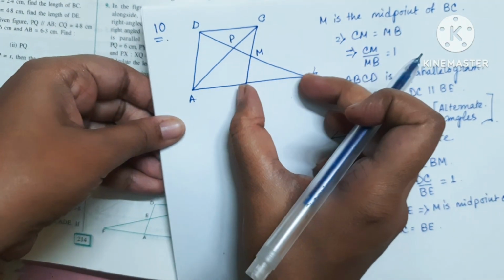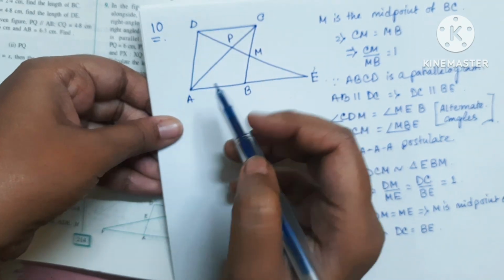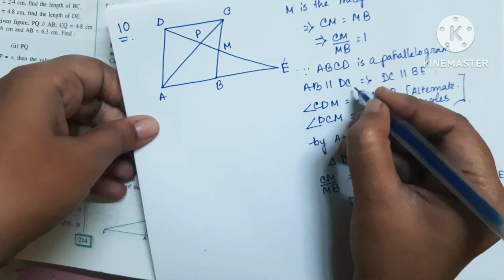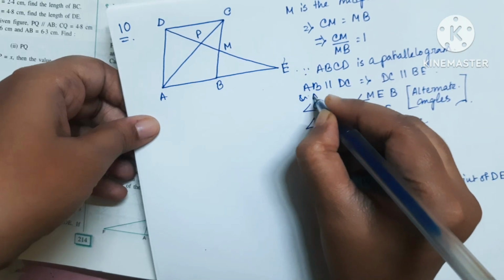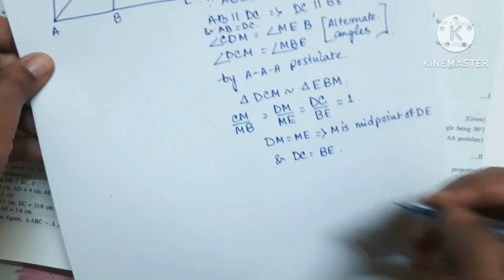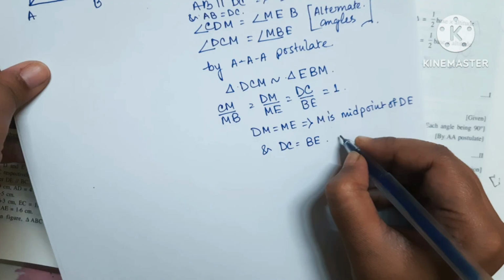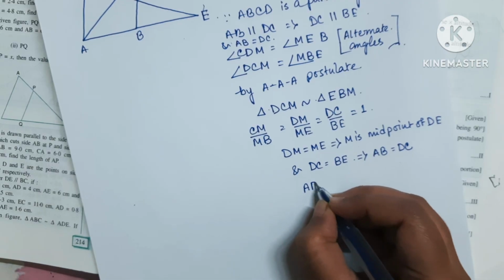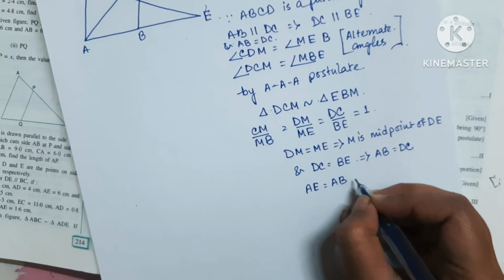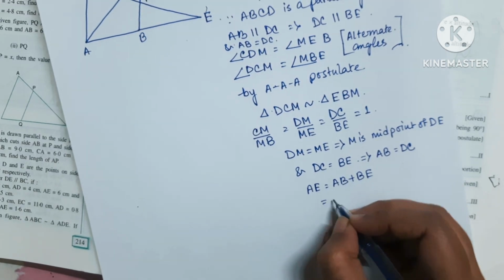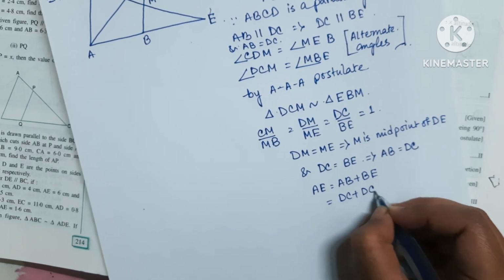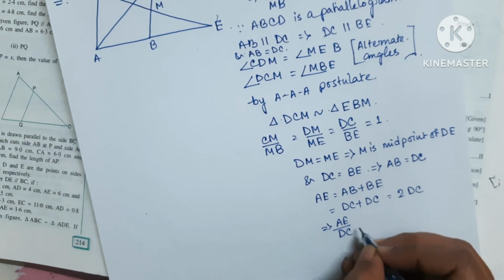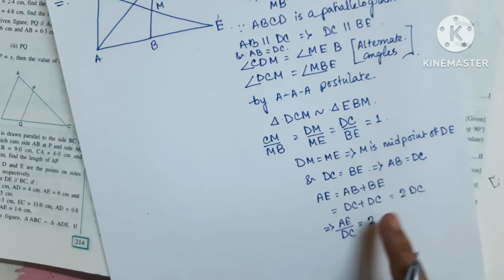See, DC is equal to BE, and since this one is a parallelogram, DC is equal to AB. You can write it here. AB is parallel to DC and AB is equal to DC. From here, you can say, so AB is equal to BE, so that means B is the midpoint of AE. AE equal to AB plus BE is equal to DC plus DC is equal to 2DC. Hence, AE by DC is equal to 2. Okay, AE by DC is equal to 2.